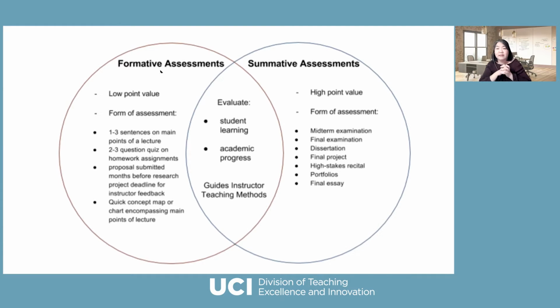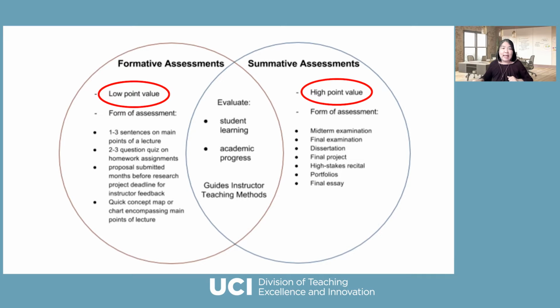Before I start today's session, I want to talk about two different kinds of assessment as a review. As you can see, there are two circles. One is called formative assessment. One is called summative assessment. Normally the formative assessment, we call mini assignments. So you give them these low point value assignments to help them do self-practice and check in on their learning. And the summative assessment usually has high point value, more like a final exam, final project, and that kind of thing.